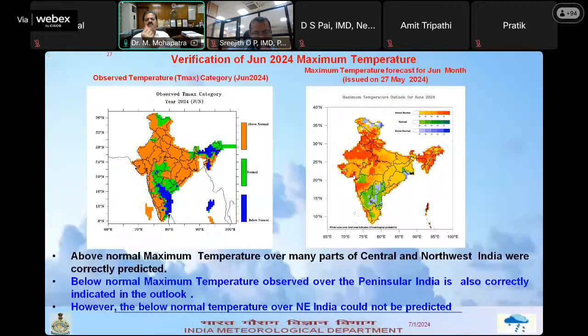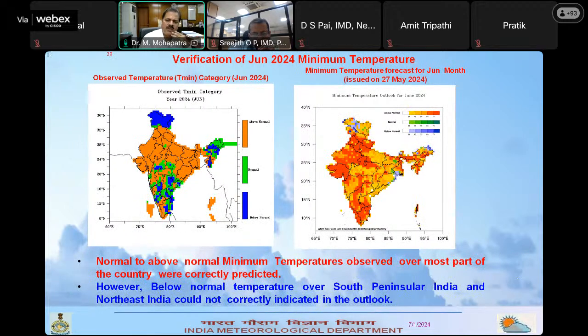Now, this is the verification of the maximum temperature forecast. You can see that the left-hand side is the actual maximum temperature category. Above normal is the orange color, below normal is the blue color, and green color is the normal. And the right-hand side, accordingly, is the forecast temperature that we issued on 27th May. You find that it has been almost correct in many parts of the country, except northeastern states. In northeastern states, it was below normal, whereas the prediction was above normal maximum temperature.